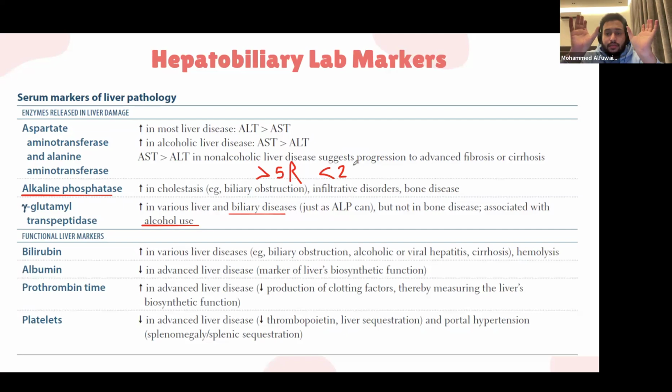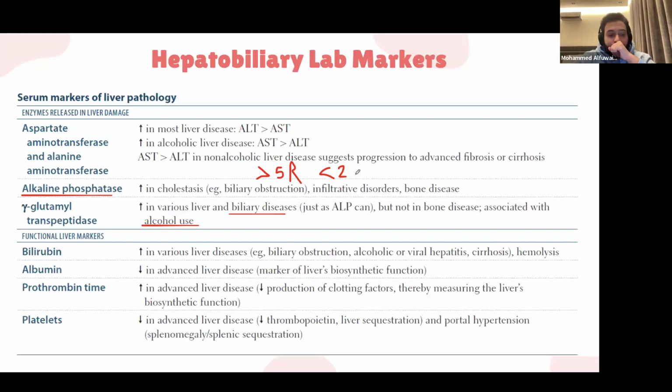Hepatocellular or cholestatic? If ALT, good, hepatic. If it's less than 2, which means alkaline phosphatase is so high, is it cholestatic or hepatic? Cholestatic. Good. This is very important.